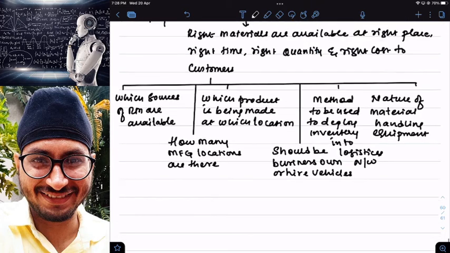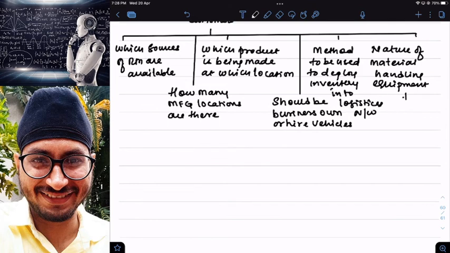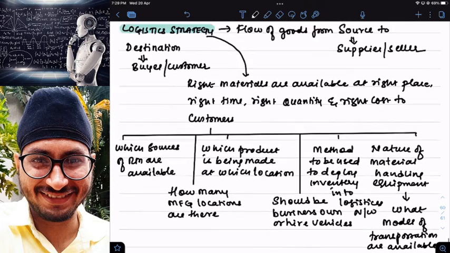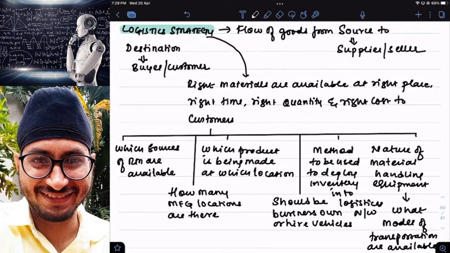And then I should also see one more thing. What modes of transportation are available, like airways, roadways, waterways? Clear? So these are the points I have to keep in mind if I want my logistics department to be successful.